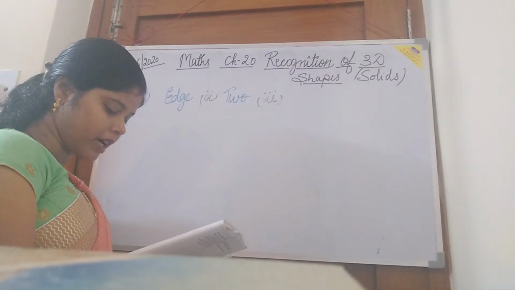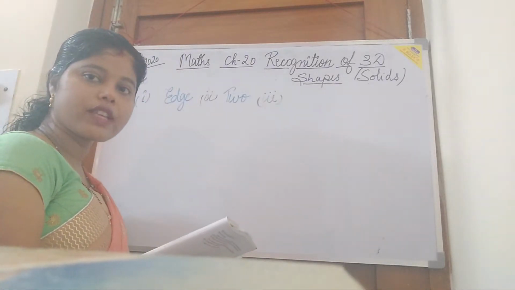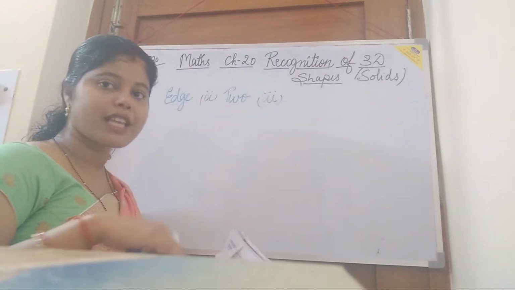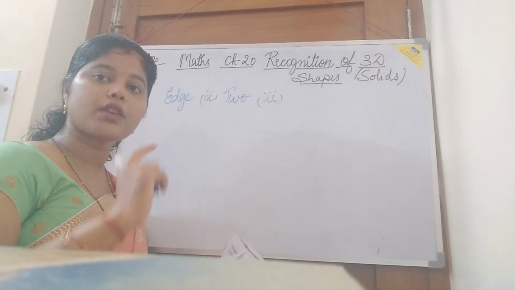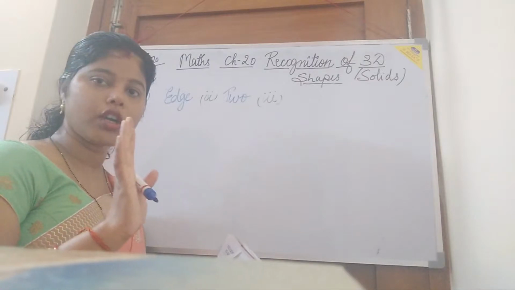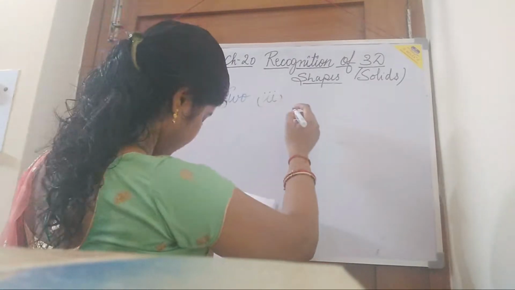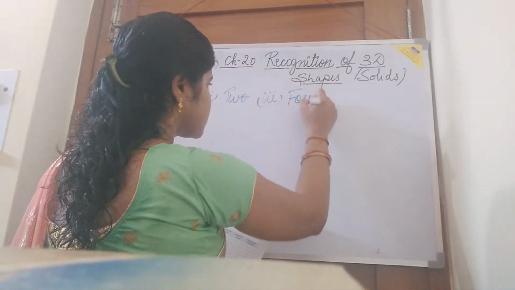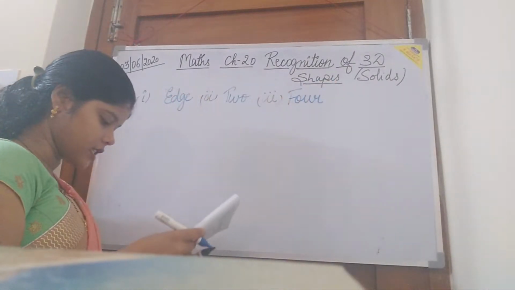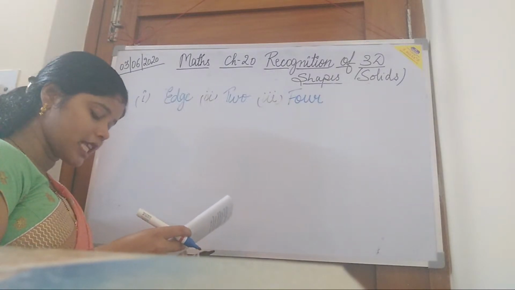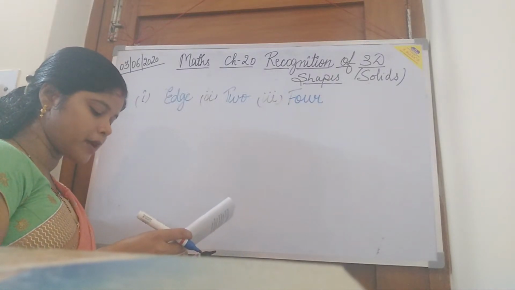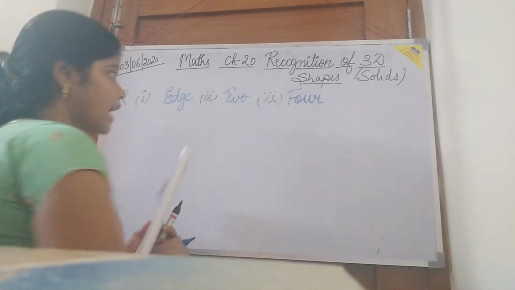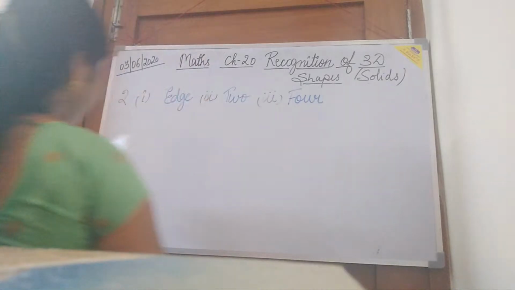Third, a square pyramid has how many triangular faces? 4. Here we are talking about a pyramid. So the base is a square, with 4 sides. So how many triangles are going to form on a square? 4. So a square pyramid has 4 triangular faces. Fourth, the 6 lateral faces of a hexagonal prism are, so that is in a rectangular form.